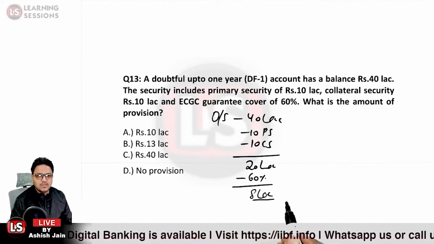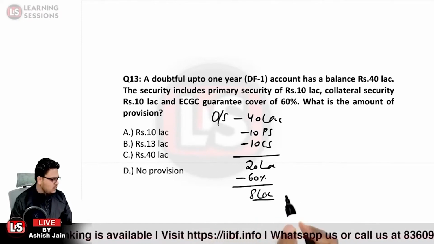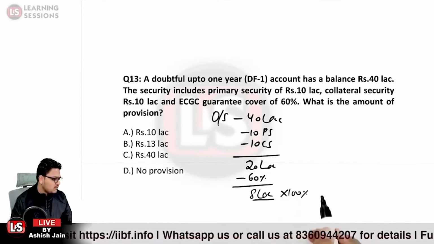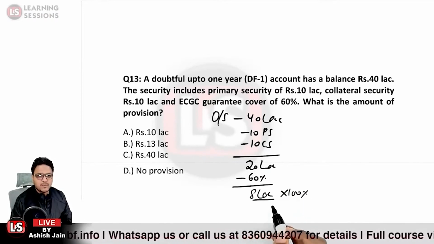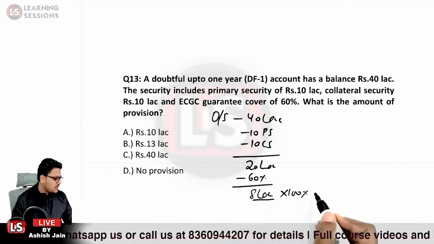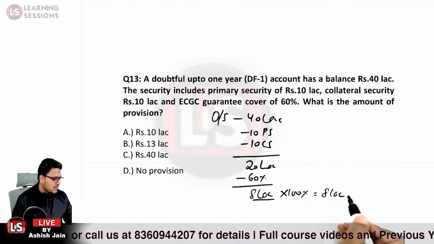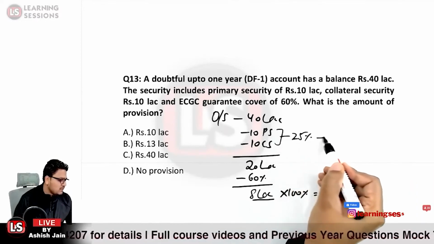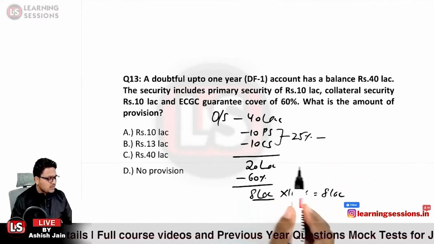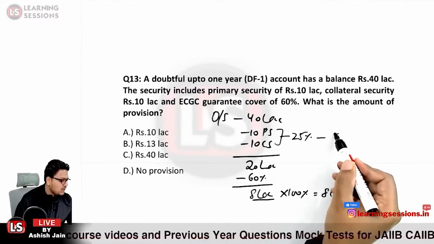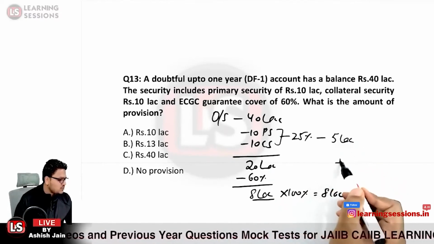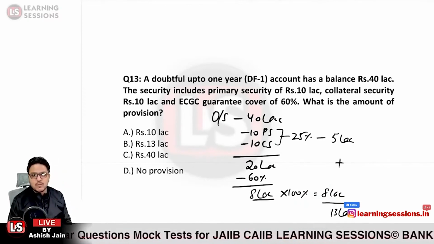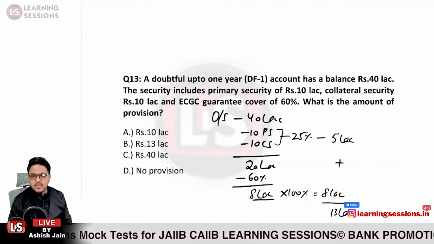Only for 8 lakh rupees will we be creating the provision at 100% because it belongs to the DF1 category. So 100% provision for the unsecured part, and it will be equal to 8 lakh rupees. And further, for the secured part, we will be creating the provision at 25%, on 20 lakh, 25% is equal to 5 lakh. So the total provision that is to be created is 13 lakh rupees. So the answer is option B. Option B is the right answer.